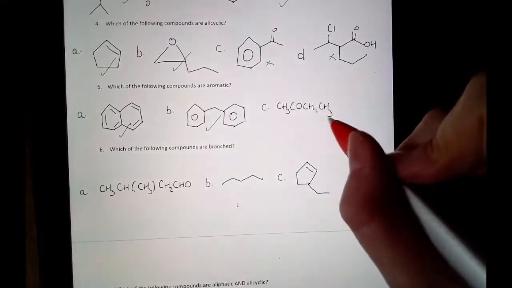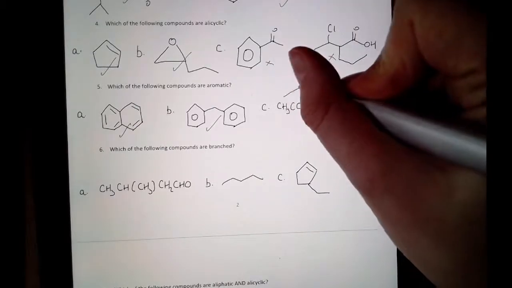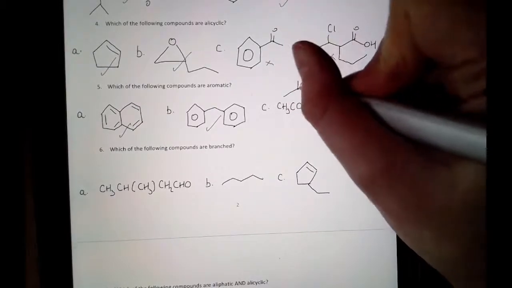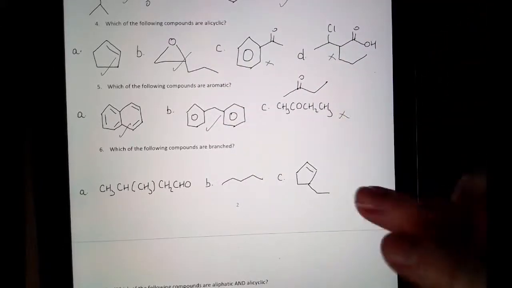Here I've drawn it out in structural formula, but if I were to draw it out skeletal, I'd have a CH3, a C, a CH2, a CH3, carbon double bond to oxygen. This is what it would look like. No benzene ring in sight, not aromatic.